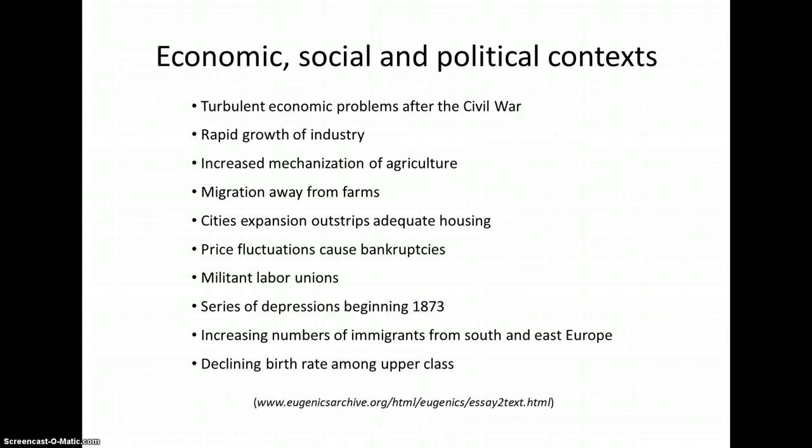Let's look at the context of economics and social and political things that were going on. After the Civil War was a very turbulent time for the economy. Industry was rapidly growing, agriculture was being mechanized, people were moving away from the farms and into the cities and couldn't keep up with adequate housing. Bankruptcies and bank problems caused price fluctuations. Labor unions were becoming militant. There was a series of depressions beginning in 1873, and we have increasing numbers of immigrants from South and East Europe. And on top of this, the birth rate among the upper class, or the good blood people, was declining.